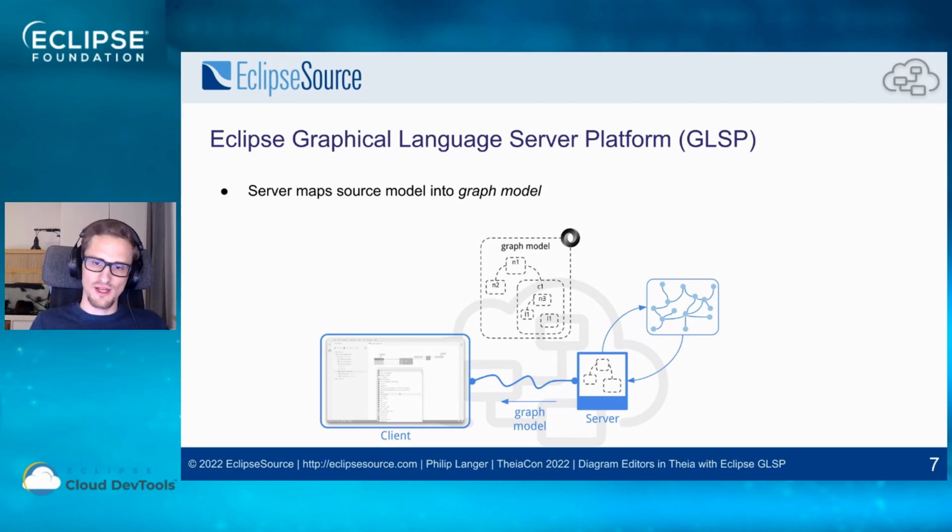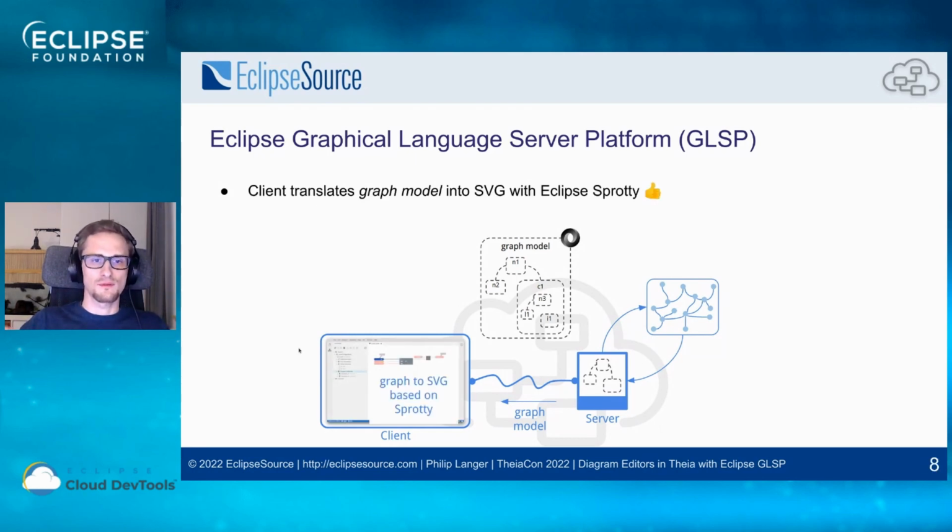This description of the diagram is then sent from the server to the client, which then basically translates that into something that can be shown to the user in a browser. In particular, here we use SVG to map that graph model into SVG so that it can be rendered in the browser. And we use an excellent other Eclipse framework here, and that's Eclipse Sprotty. So we use Eclipse Sprotty to translate that graph into an SVG. Of course, now you have just a picture, an SVG. That's certainly not enough for a diagram editor.